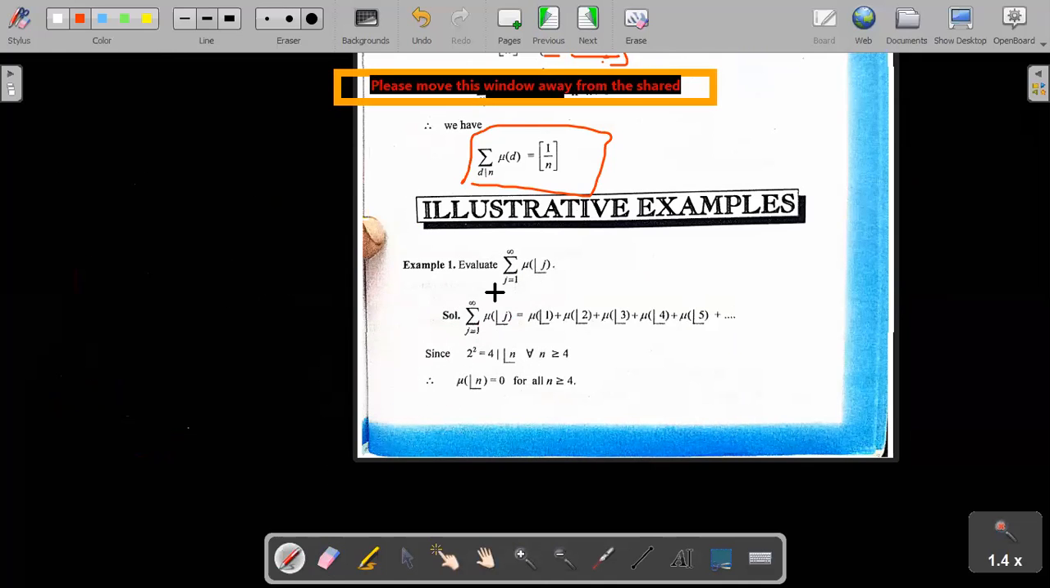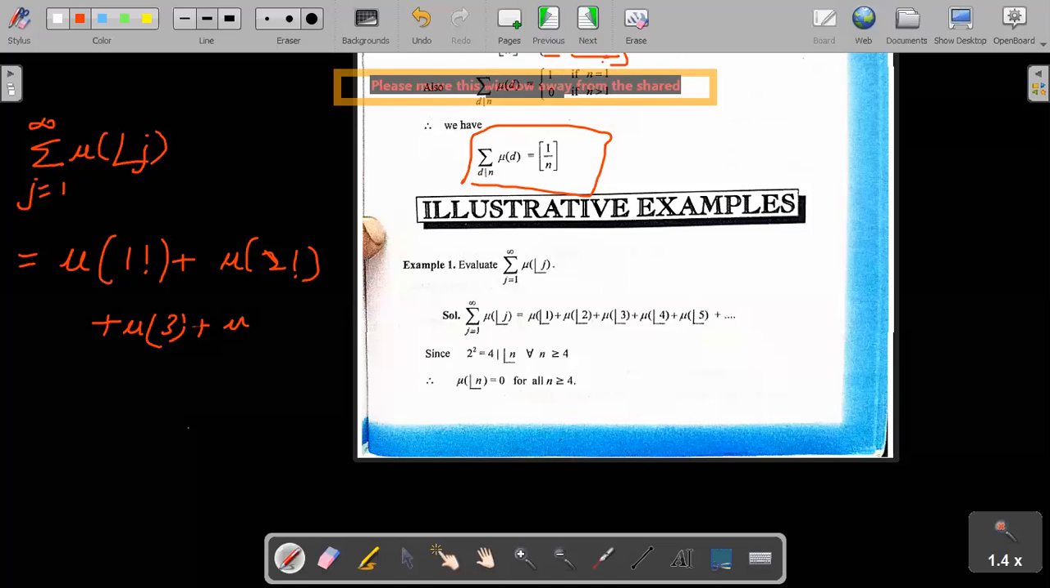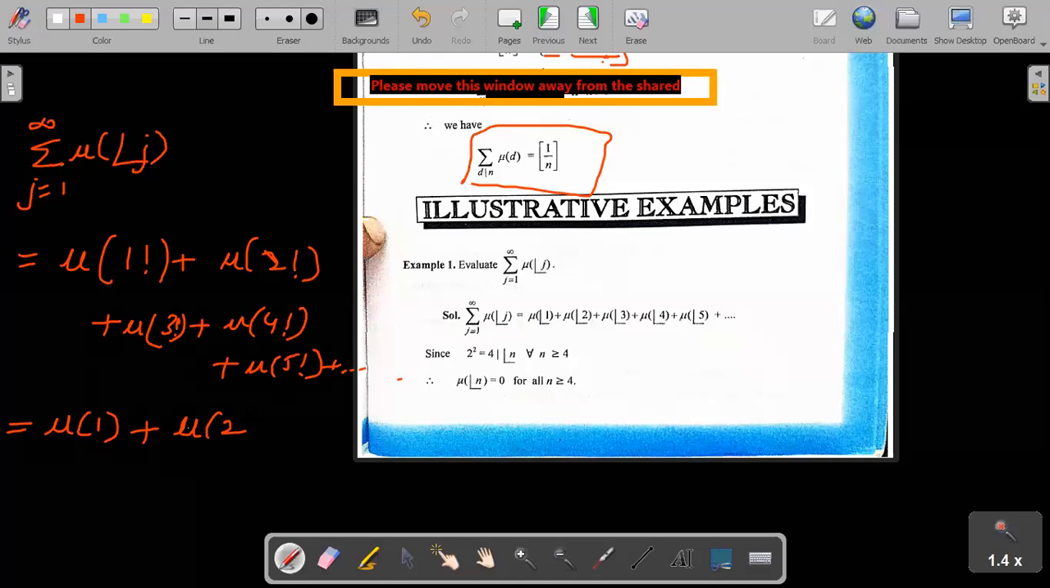इवैल्यूएट j from 1 to infinity mu of j factorial. तो देखो, so this is what summation j is from 1 to infinity mu of j factorial. That's it. Let us put the value. So starting कहाँ से हो रही है? So mu of 1 factorial plus mu of 2 factorial plus mu of 3 factorial plus mu of 4 factorial plus mu of 5 factorial and so on. अब देखो what is mu of 1 factorial का मतलब कितना हुआ 1, so this is mu of 1. Then 2 factorial का मतलब कितना हुआ 2, so this is mu of 2.